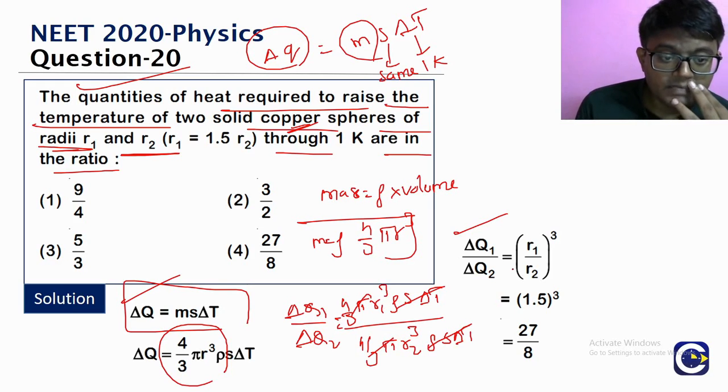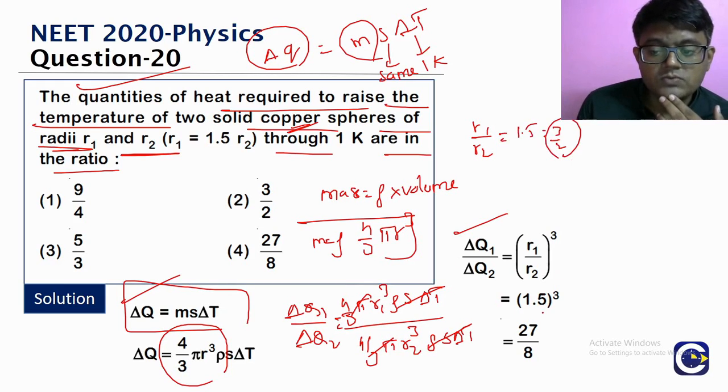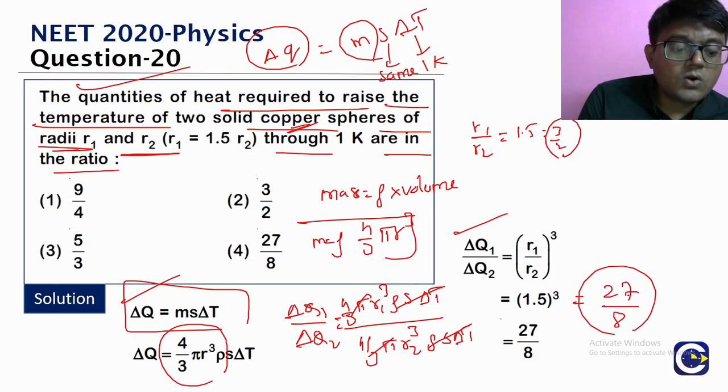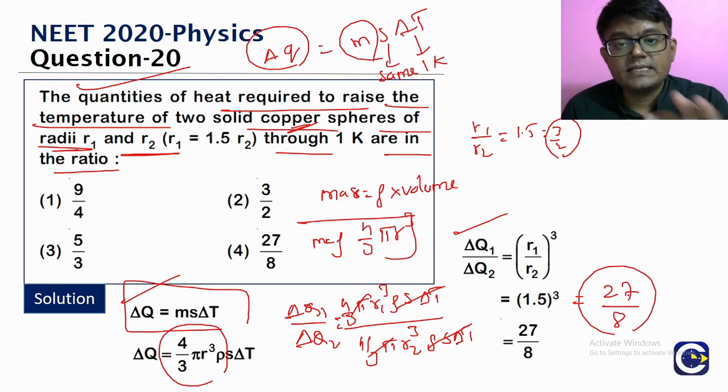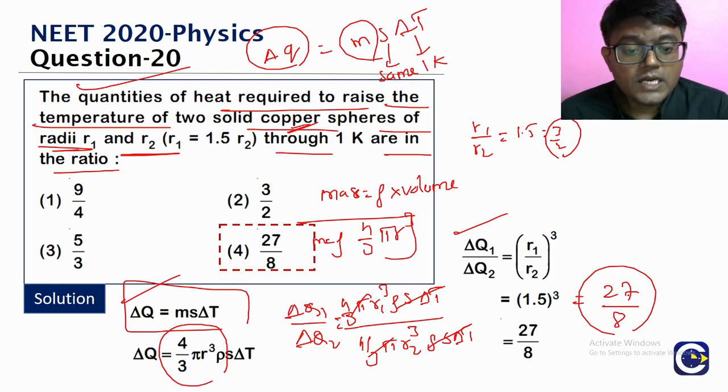But what is the R1 by R2 ratio? R1 is equal to 1.5 R2, which means R1 by R2 is equal to 1.5, in other words 3 by 2. So R1 by R2 the whole cube is 3 by 2 the cube. What is 3 by 2 the cube? 3 cube is 27, divided by 2 cube, which is 8. So the quantities of heat required for raising the temperatures of these copper spheres through 1 Kelvin, what will be the ratio of these heats required? 27:8.